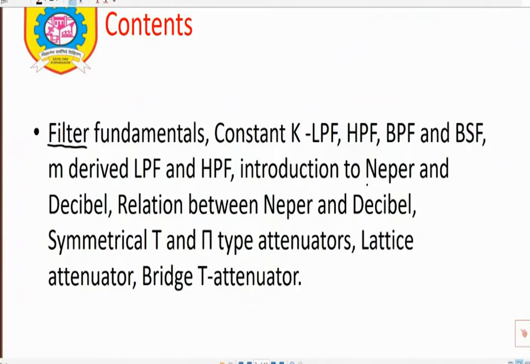Then we have certain units, Napier and decibels. So these units we are going to see. After that, there is some relation between Napier and decibel. That also we are going to learn. Then next point is the attenuators. So attenuators are used to decrease the signal strength. It is used to block the signals. So we will see the T type and pi type attenuators, lattice attenuator and bridge T attenuator. So these many points we have to see in our unit number 6.